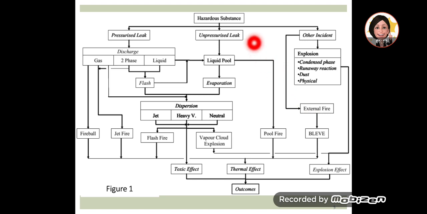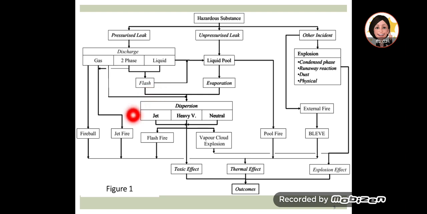So if we have a hazardous substance, which route should we take to analyze the possible consequence or the outcome? If you notice, there are a few layers to it. The first layer is the source model. We learned the source model in the previous chapter. The first layer is the source, whether it is from a pressurized leak, or from an unpressurized leak, or from other incidents, and then the phase of the leak, and then whether this leak will cause any dispersion to the surrounding.